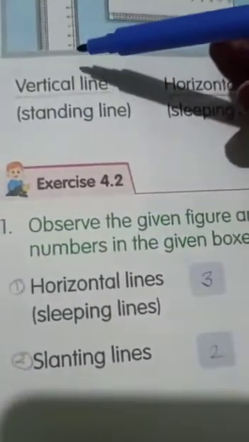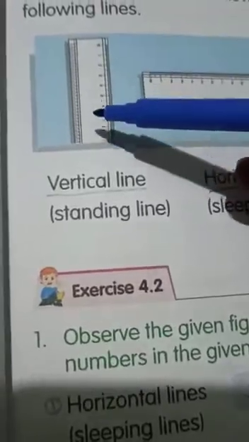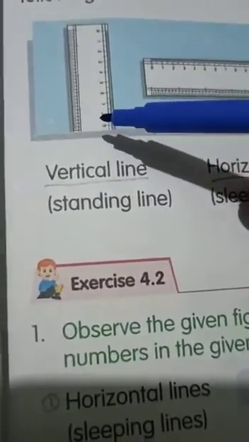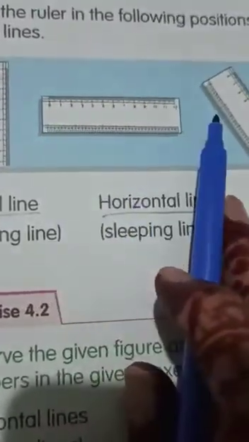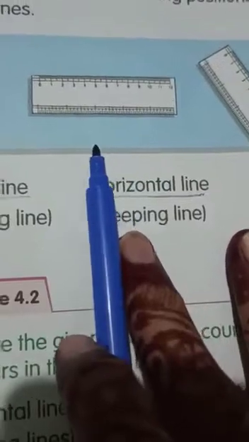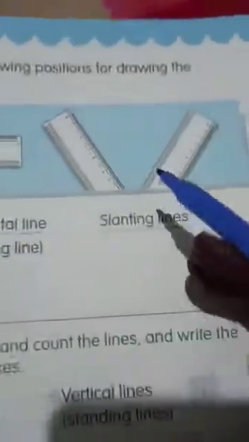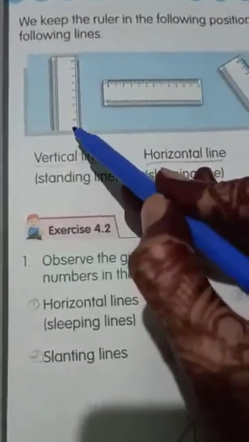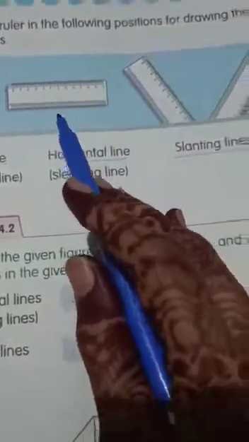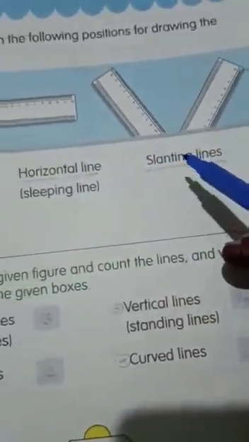Next, what is this? This is standing line. This line is also called vertical line. Okay, what is this? This is sleeping line, but this is also called horizontal line, and these two are slanting lines. Okay, vertical line, horizontal line and slanting lines.